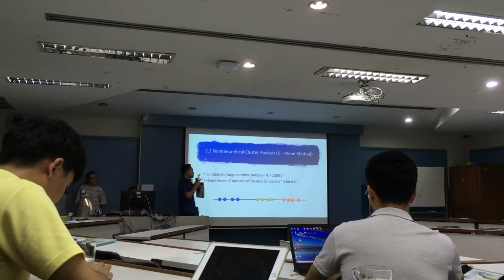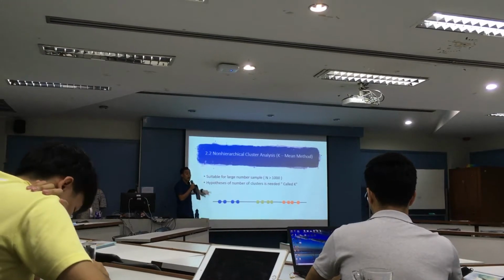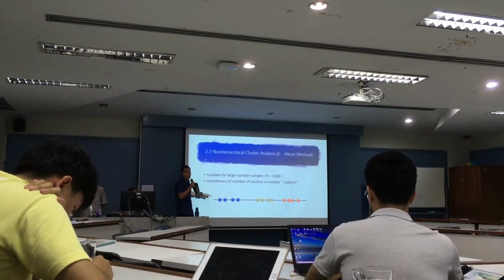This number, I'm going to call it K. Call it K. And as you can see, this is a set of data I'm plotting onto the line, and I'm going to explain finally how it's separated into these three groups.